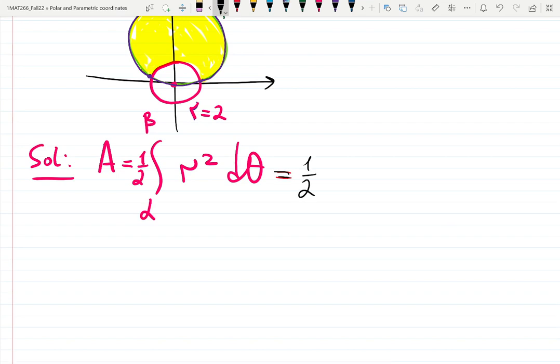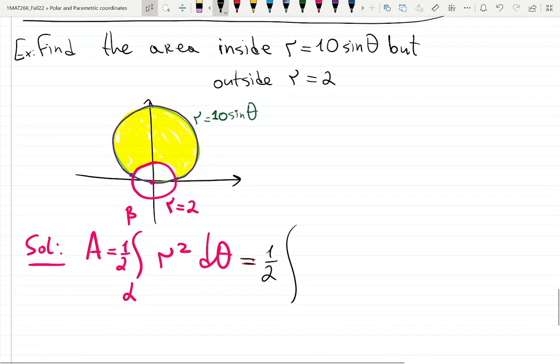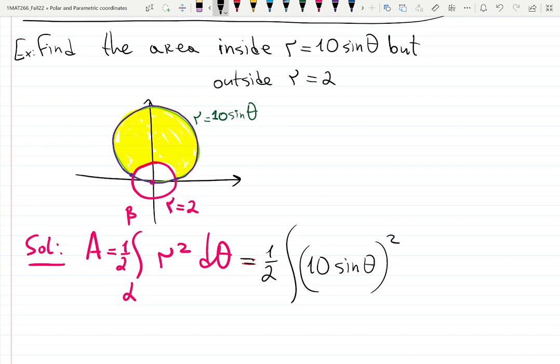It will be 1/2 integral, and then I will square the bigger function, and now we know which one is bigger, 10 sine theta. And it also makes sense, 10 radius is bigger. Minus r equals 2, so 2 squared, d theta. Okay, I got that. From alpha to beta. And I even know how to integrate this. Again, it's going to be sine square. Sine square is done using the half angle formula.